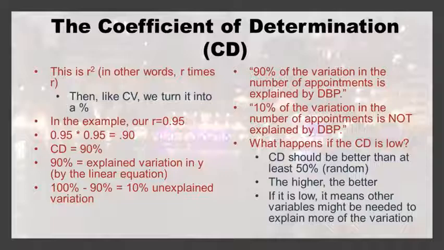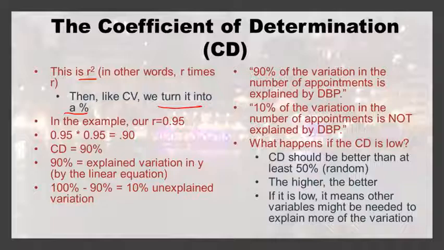Remember from our last lesson we calculated R, right? Well, in this one we're going to do R squared. All this is R squared, and then we turn it into a percent. So just square your R and turn it into a percent, and then boom, we got the CD.